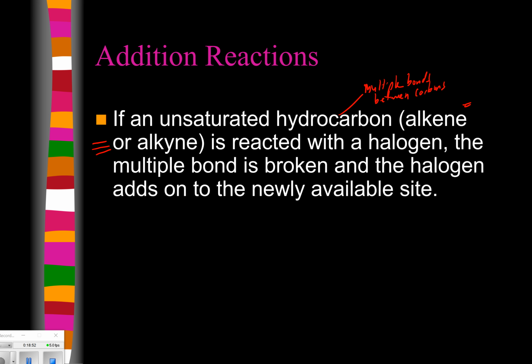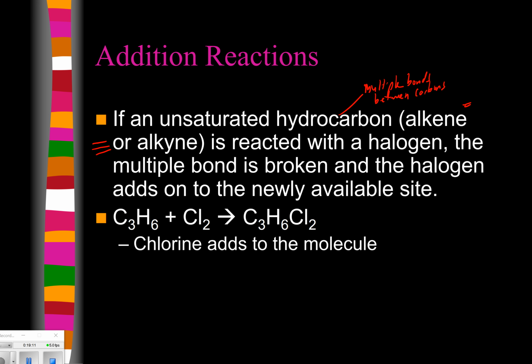So if we take one of those unsaturated hydrocarbons and react it with a halogen, the multiple bond is broken, and now all of a sudden we have a bond that's been broken, and there's unpaired electrons which are looking to bond with something. So we can add halogens onto these newly open bonding sites.